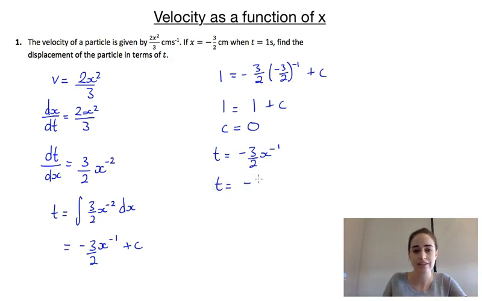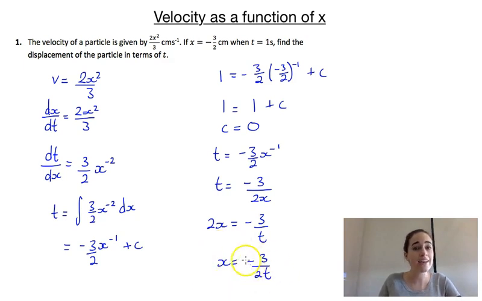So I'm going to rewrite this as t equals minus 3 over 2x. Now I'm going to multiply everything by 2x, and I'm also going to divide by t. So I'll have 2x equals minus 3 over t, and then I can divide both sides by 2. So x equals minus 3 over 2t. So now we have x, our displacement, in terms of time.